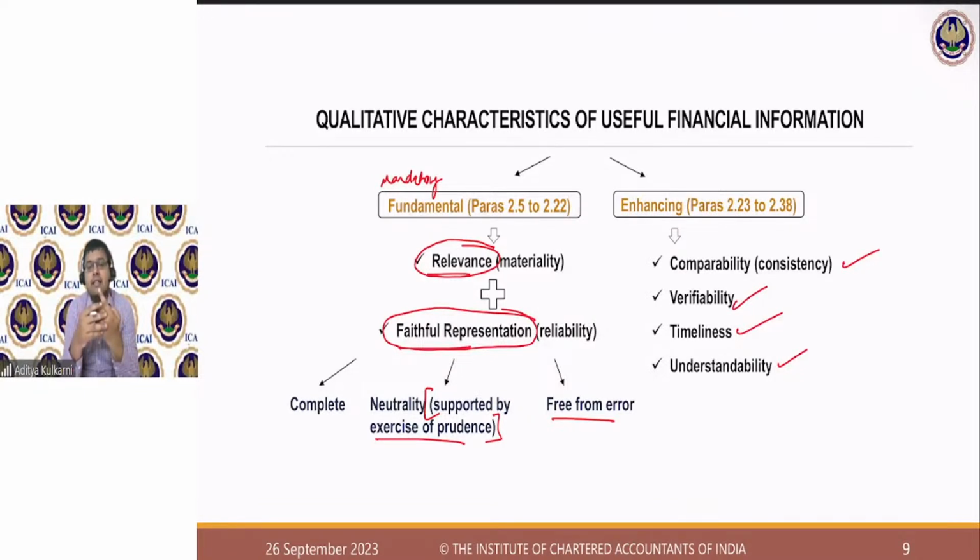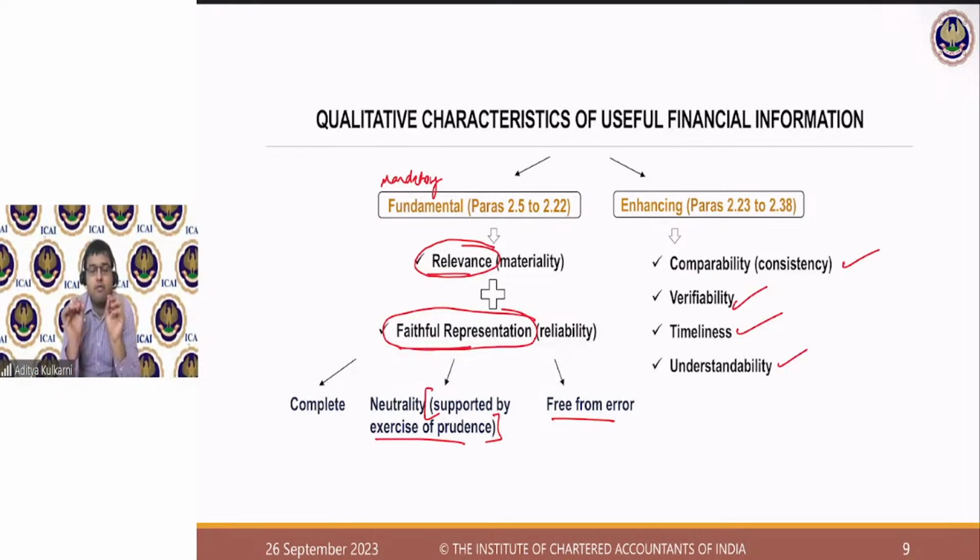First one, it ends up in deflating your profit and loss. It ends up in suppressing the profit. It ends up in suppressing the income. Second one, it can end up suppressing your net worth, or inflating your liabilities, or suppressing the net assets. So this is the major flaw that we have with conservatism.